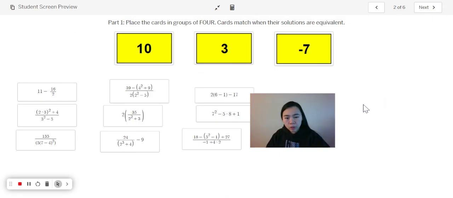So if you go ahead and head on over to the next slide, you can see that we have 9 problems total, and then we have 3 cards to match. The answers are either 10, 3, or -7.